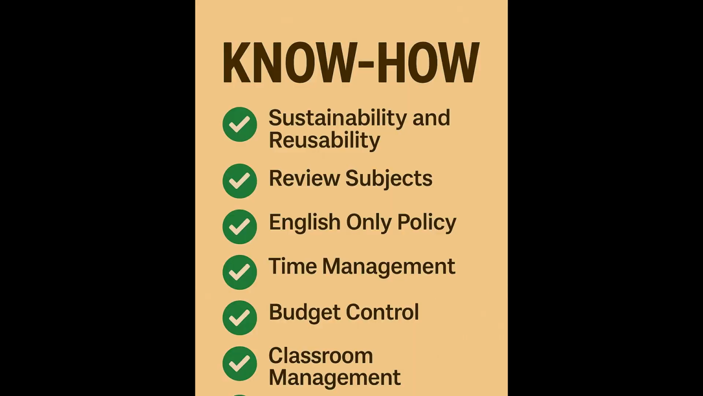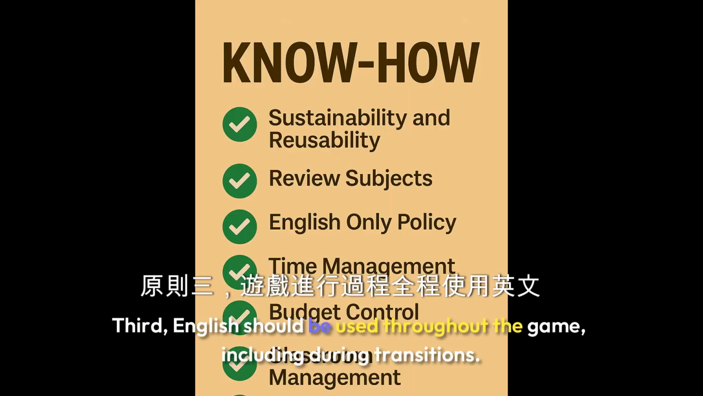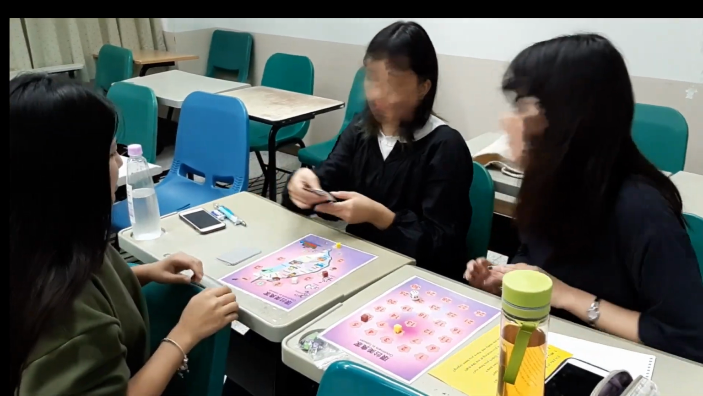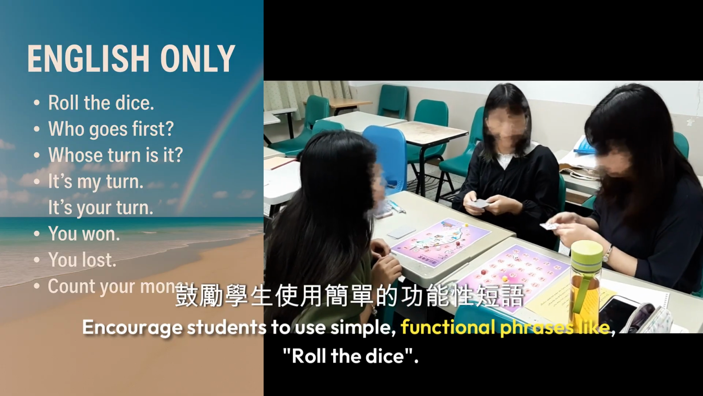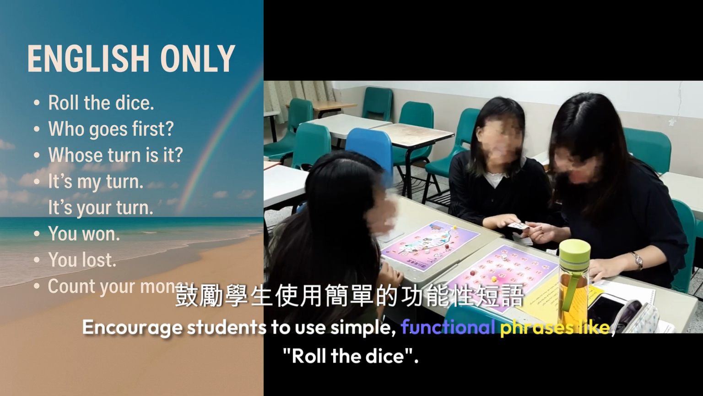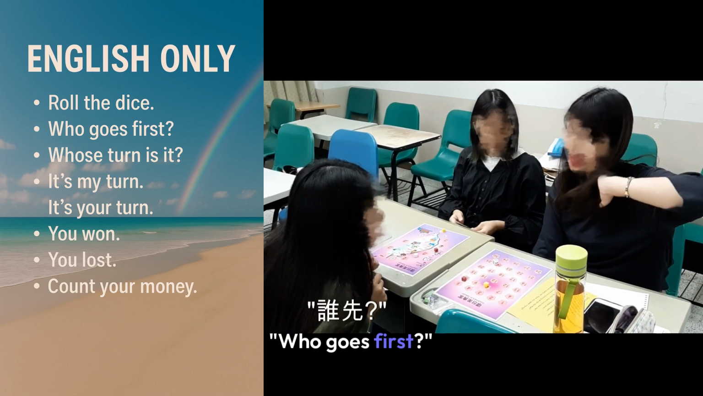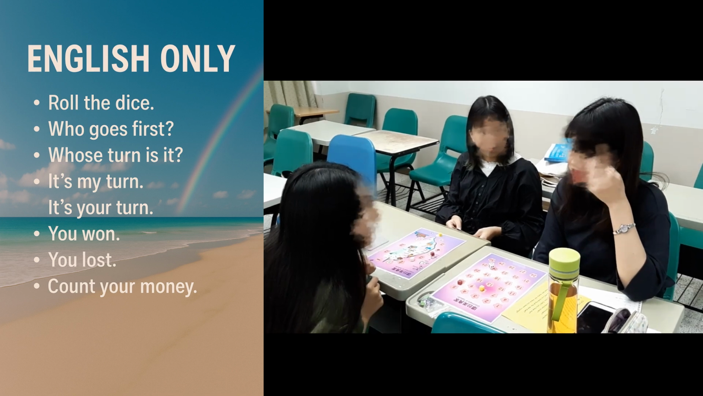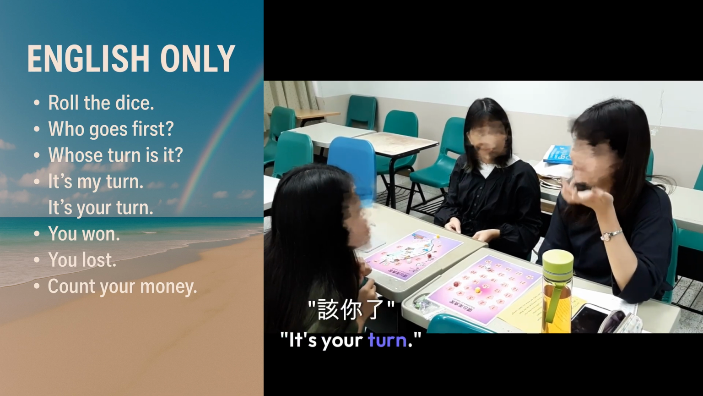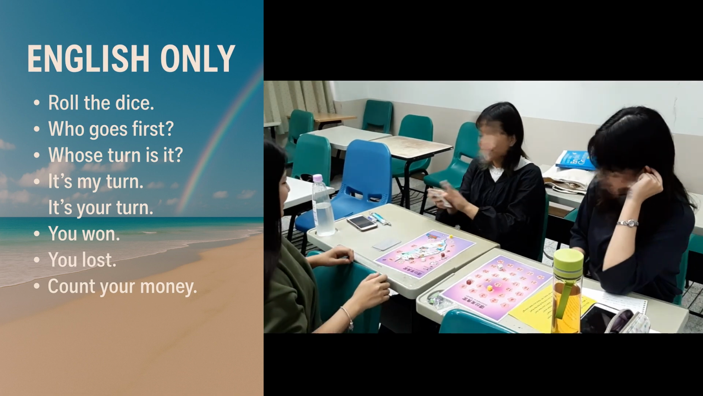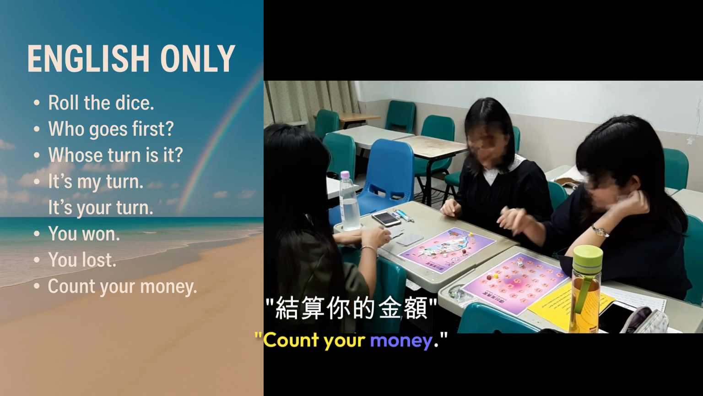Third, English should be used throughout the game, including during transitions. Encourage students to use simple, functional phrases like, roll the dice. Who goes first? Whose turn is it? It's my turn. It's your turn. It's his, her turn. You won. You lost. Count your money.